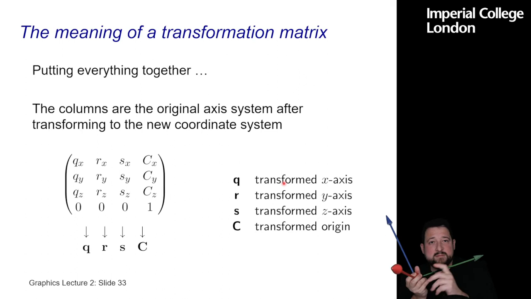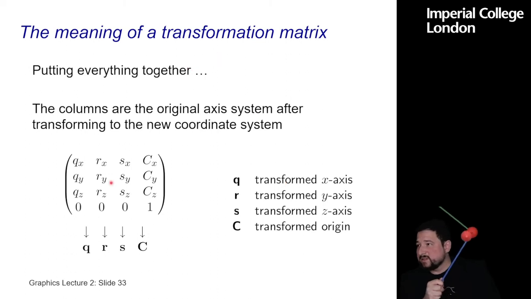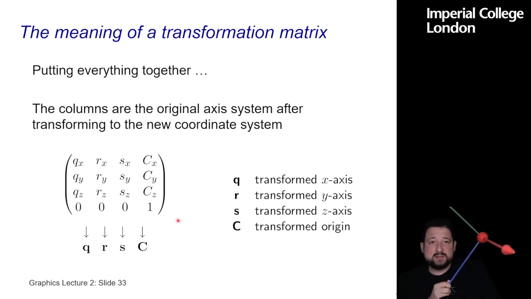So that's the same as if I would take this coordinate axis and transform it. Then I get a new one. So this is the new coordinate axis after transformation, and this is the new origin. This is all it is. So Q is the transformed x-axis, R is the transformed y-axis, and S is the transformed z-axis, and C is the transformed origin. So this is how you read affine transformation matrices.